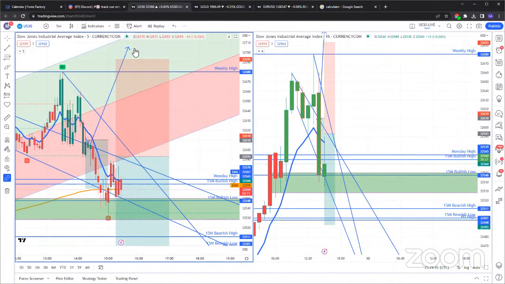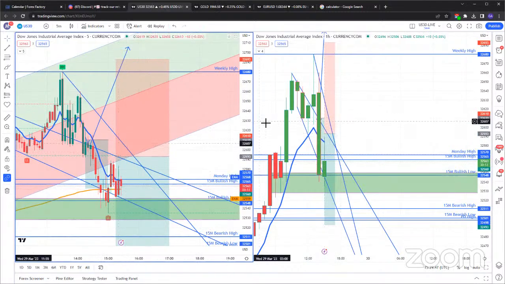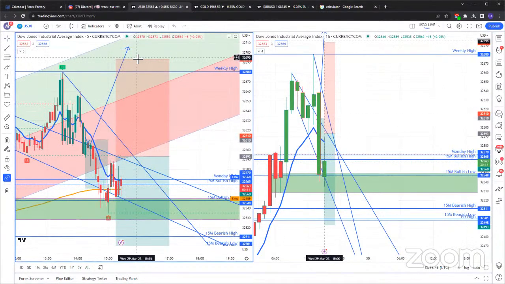I'm still waiting for US 30 to come back up. If it comes back up around 32,593, I will sell US 30 with a 100 pip stop loss and a 100 pip take profit. I'll see you guys tomorrow.